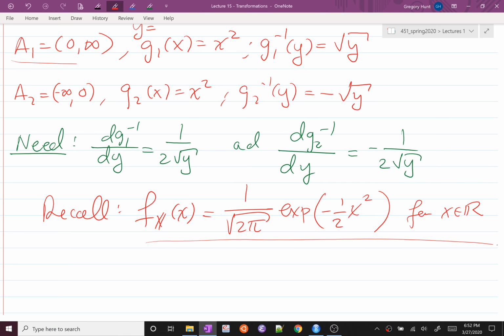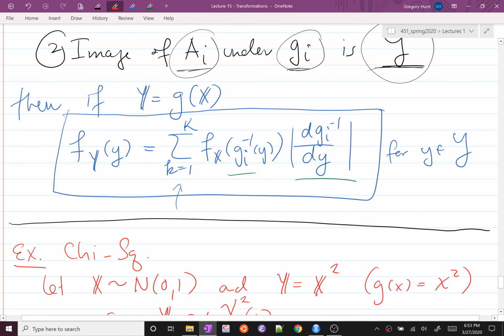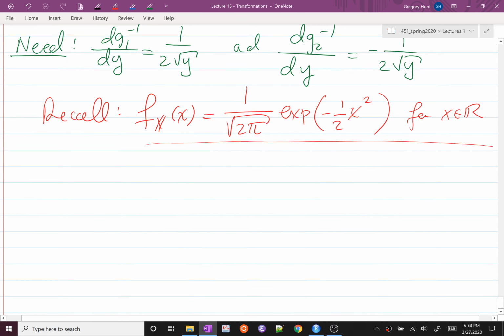So I think we have all the ingredients now. We have g1, g1 inverse, g2 inverse, derivatives of those, and we have f of x. If we go back to our formula, we need f of x, g1 inverse, g2 inverse, derivative of g1 inverse, derivative of g2 inverse. So we're ready to apply the formula. From here, it's pretty simple.